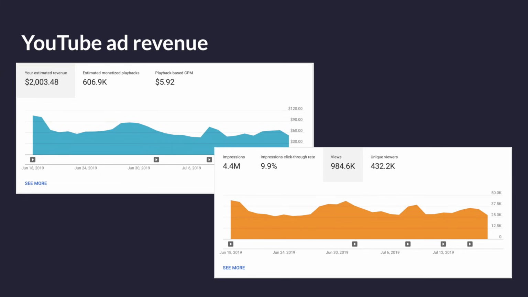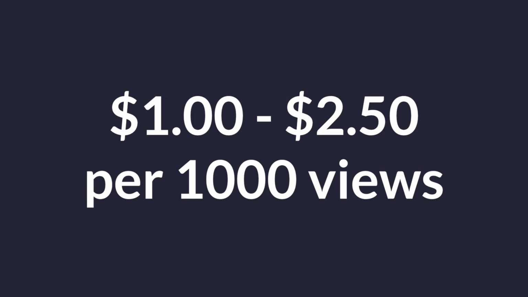The next way you can make money is through YouTube ad revenue. But you probably won't make that much money this way. Most channels earn between $1 and $2.50 US dollars per 1,000 views. But it is possible to earn less or more than that. So if you want to make $30,000 in a year, you may have to get 30 million views.